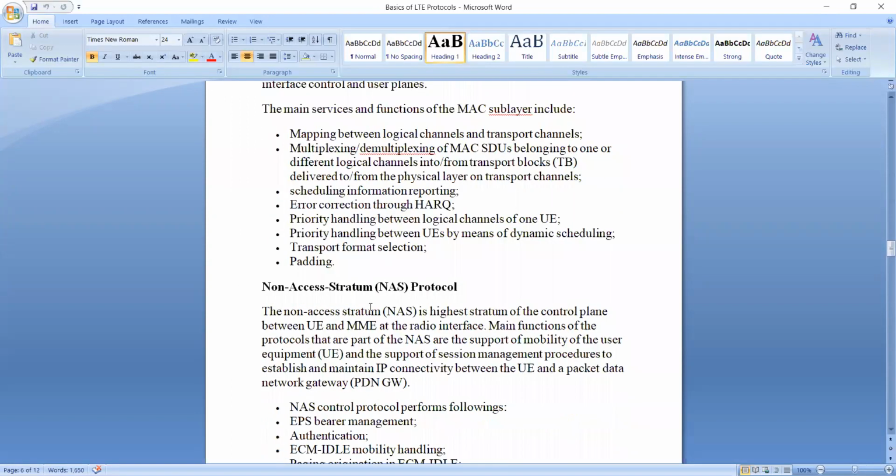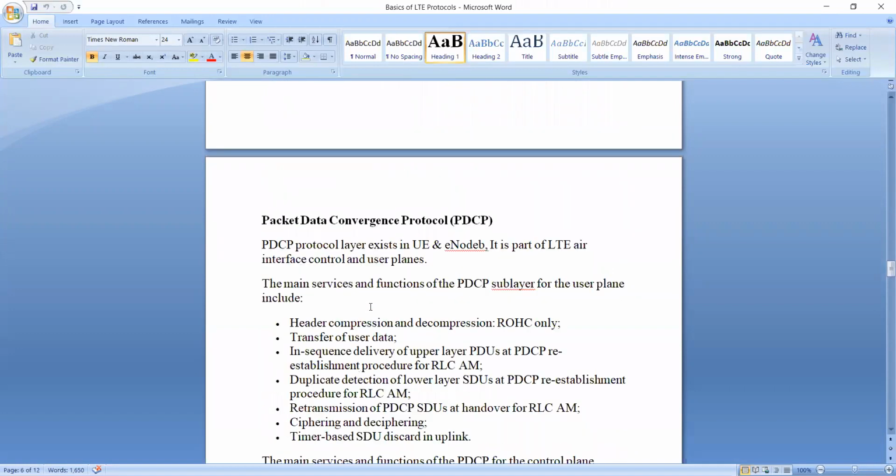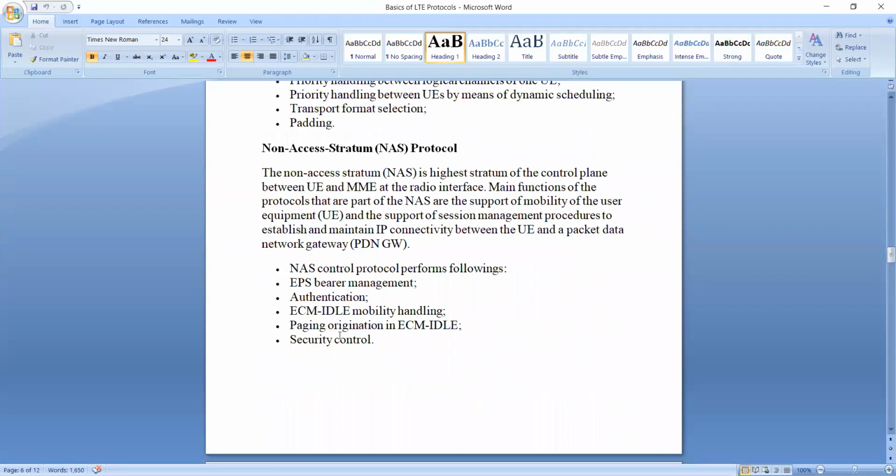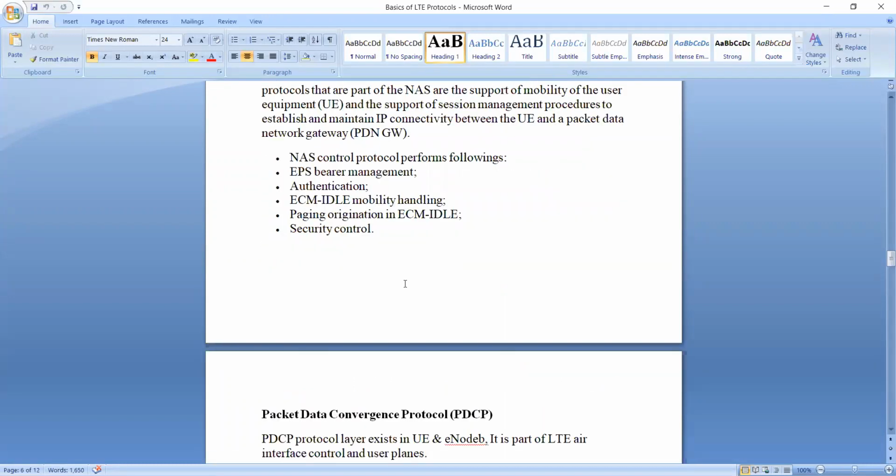So you have noted down this. Non-access is not noted down? No, only about this NAS.